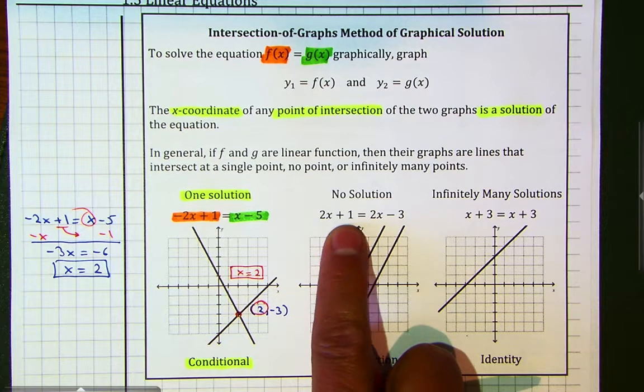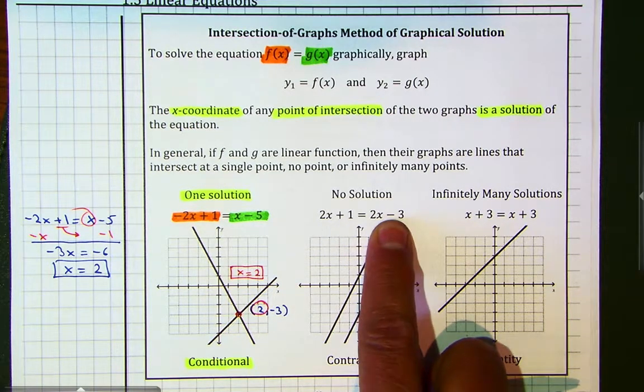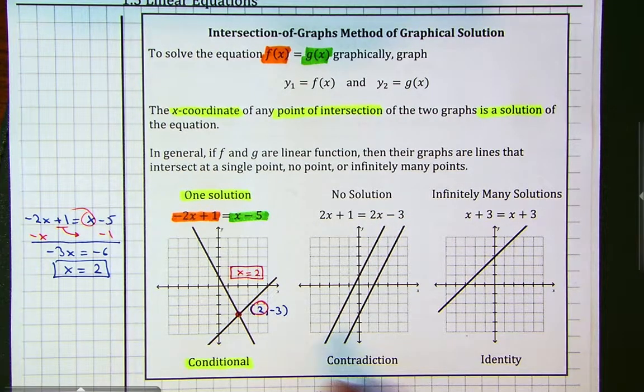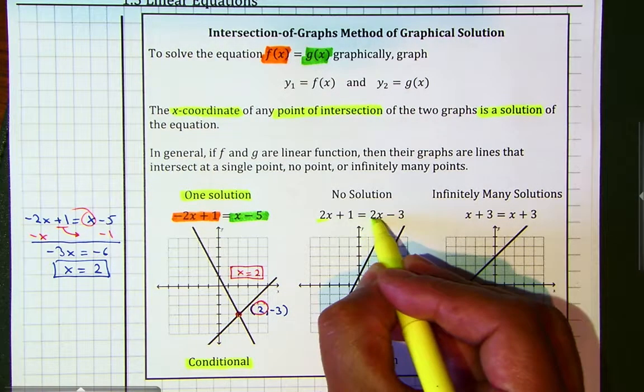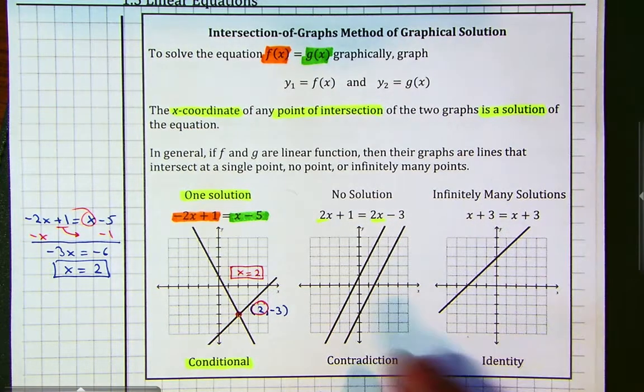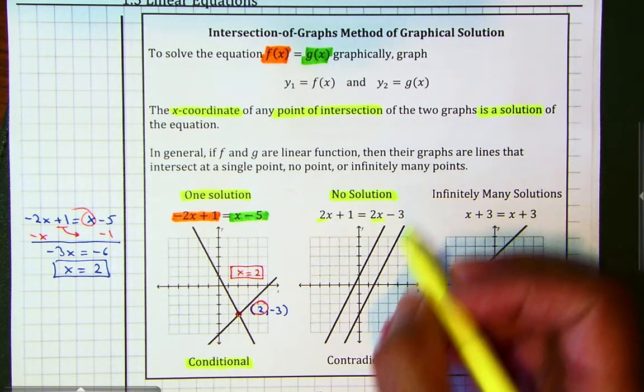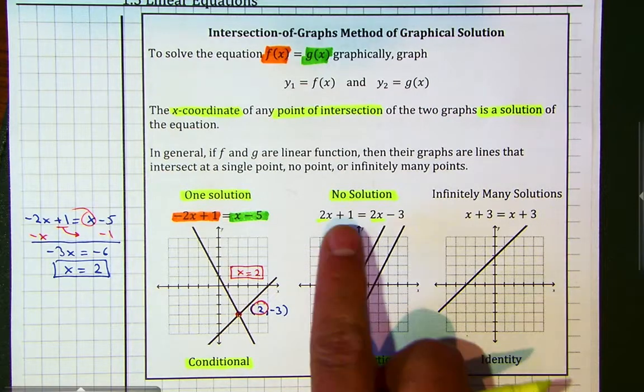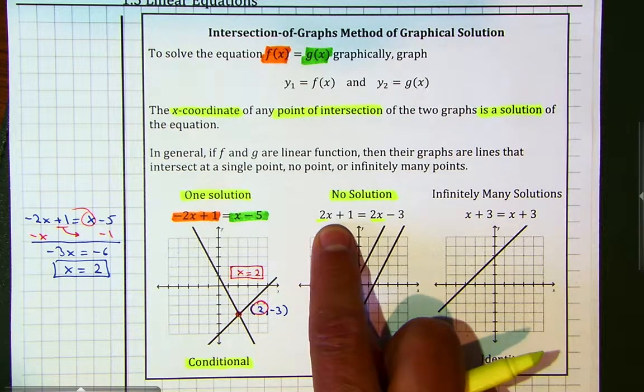If you graph each of the functions and there's no intersection, notice that the slope is 2, but they have different y-intercepts, then there's no solution. That means that there's a contradiction, that there are no values that will make this a true statement.